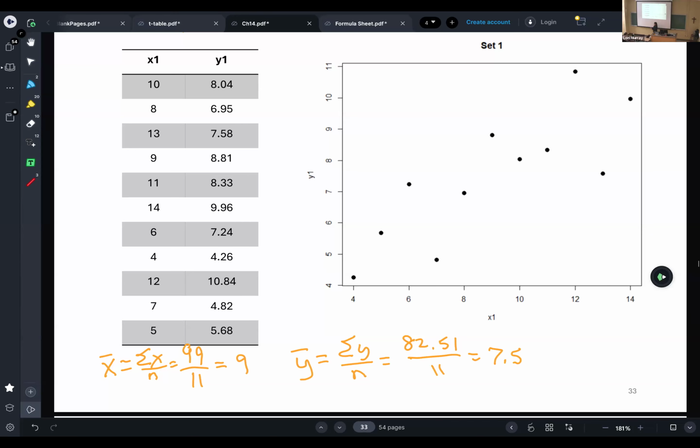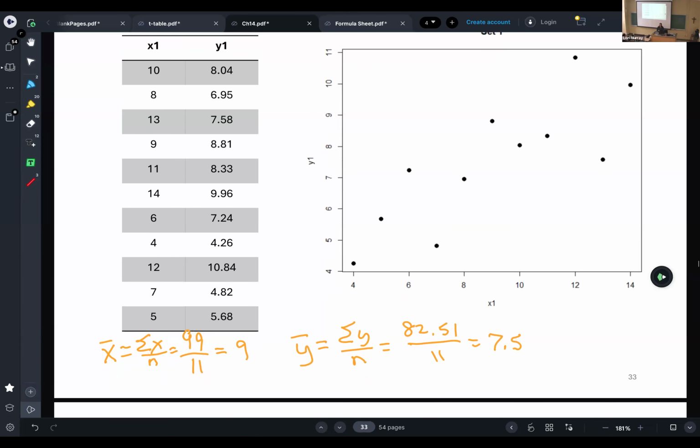We'll just keep it to that. It would be 7.501 if we wanted to be really particular, but let's keep it like 7.5. It's fine. All right.